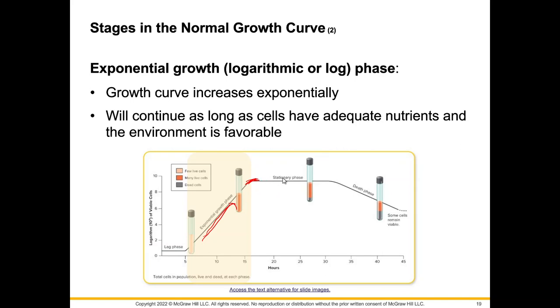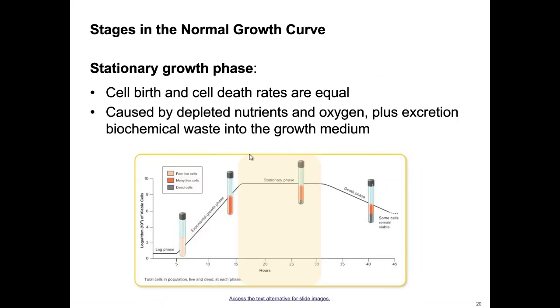So we're seeing the stationary phase next. The stationary phase is where cell birth rates and death rates are equal. For every time a cell divides, there are cells that die at equal rates. This is caused again by an unfavorable environment: a depletion of nutrients, a depletion of oxygen, and excretion of biochemical waste into the growth medium that is toxic for these bacterial cells. So we're going to see a leveling off of the number of cells that are alive in this portion.